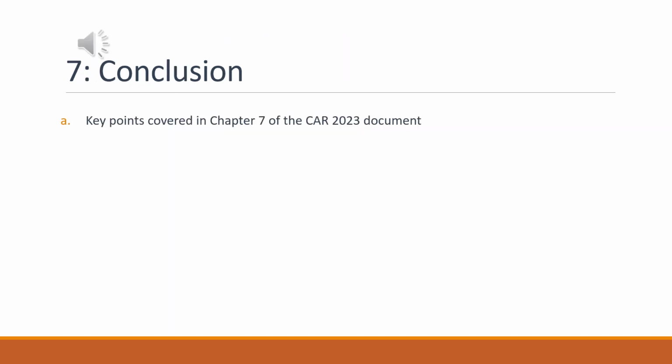Conclusion. Chapter 7 of the Capital Adequacy Requirements 2023 document provides valuable insights into managing counterparty credit risk for Canadian banks. We have explored the definition of counterparty credit risk, CCR, and its significance in capital adequacy requirements. We have also discussed the calculation of the capital charge for CCR, considering both the standardized approach and the internal models approach. Additionally, we examined credit risk mitigation techniques, such as collateral and netting, which can help reduce the capital charge. Moreover, we explored the concept of credit valuation adjustment, CVA, and its incorporation into the capital charge for CCR.